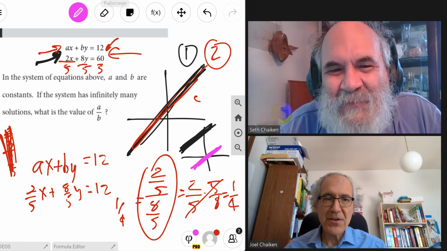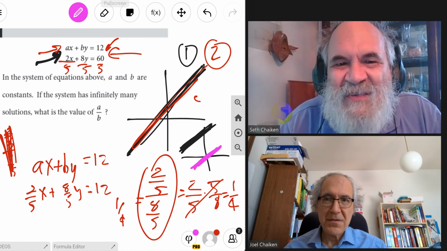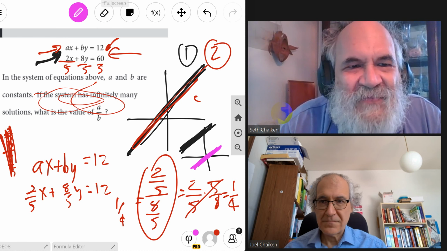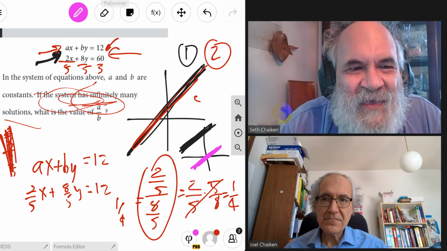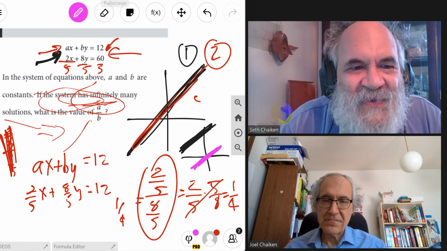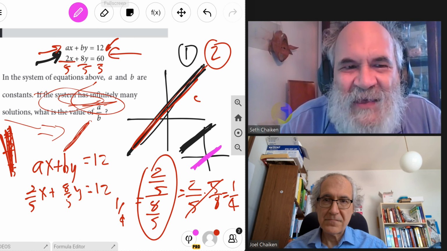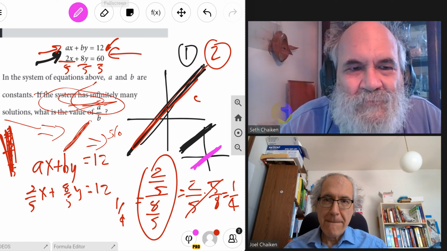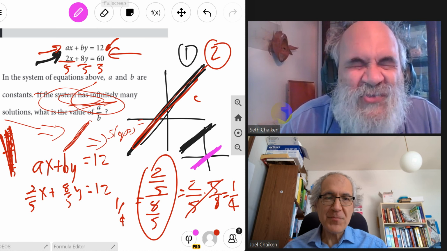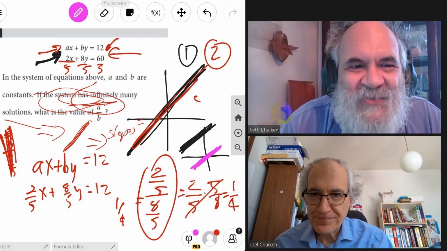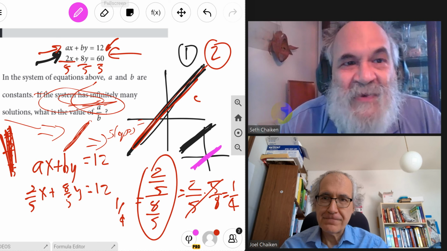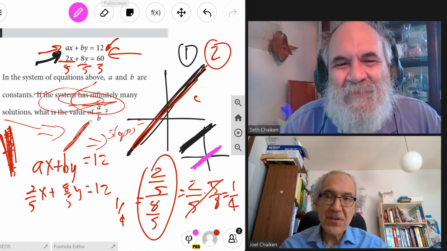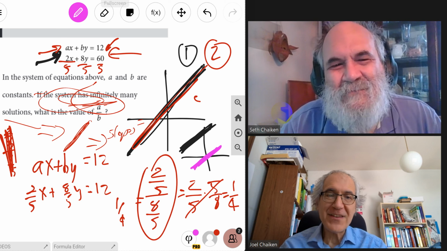How do you know they're overlaid? Because it's given that if the system has infinitely many solutions, that implies, as Joel said, that the two lines are overlaid. That implies that the slopes are equal, and the slopes being equal implies that 2 is to 8 as A is to B. I see. That's how the logic goes. So you put some faith in it.